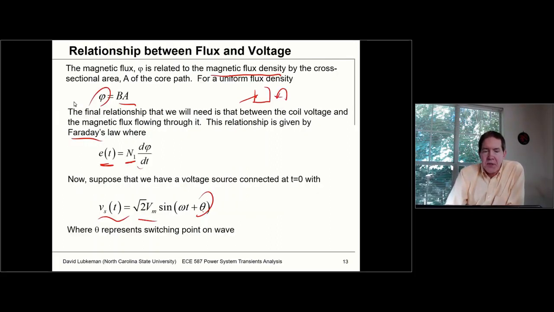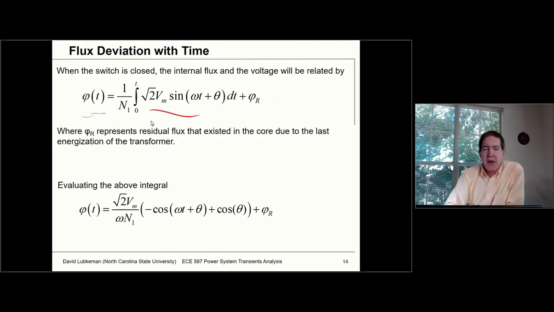What I'm going to do in this case is start with this relationship, Faraday's law, but now solve for the magnetic flux. The magnetic flux flowing in this core can be written as 1 over N1 times the integral of the voltage term. And what I have to add to this is a residual flux, which is due to the past operations of the device.